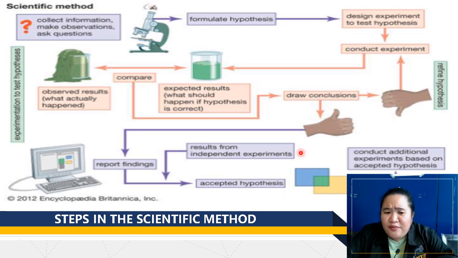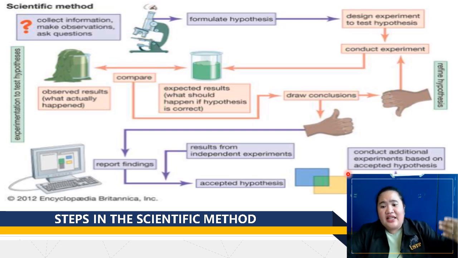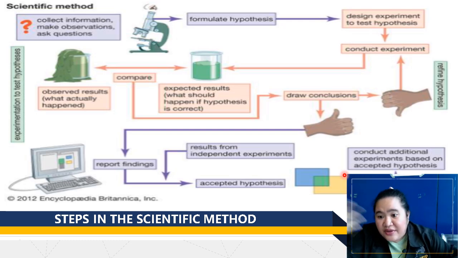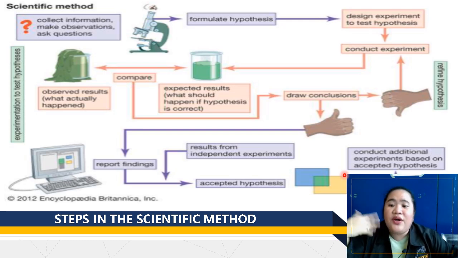And with your reported results, class, you can conduct additional experiments based on the accepted hypothesis. With the accepted hypothesis, for example, it caused death to freshwater fishes. Good. So with that accepted hypothesis, you create another experiment, like whether the polluted water causes harm to the plants, for example, or others. Okay, so based on the accepted hypothesis, you're going to create another research probably on that. Okay, build upon that.